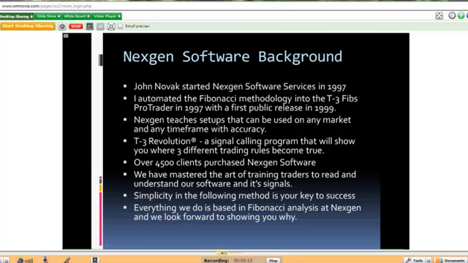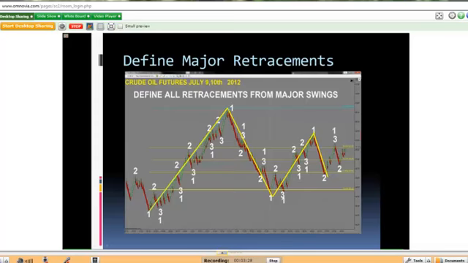There's a lot of complexity that goes into the software and some of the things that we do, but the actual use is very simple. And we really focus everything that we do on Fibonacci. So what I'd like to do is go through some of the major stuff that our software does.